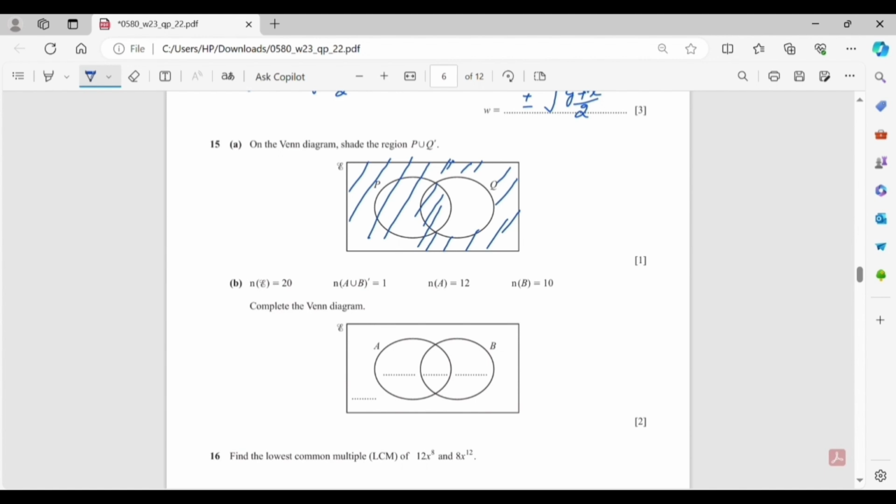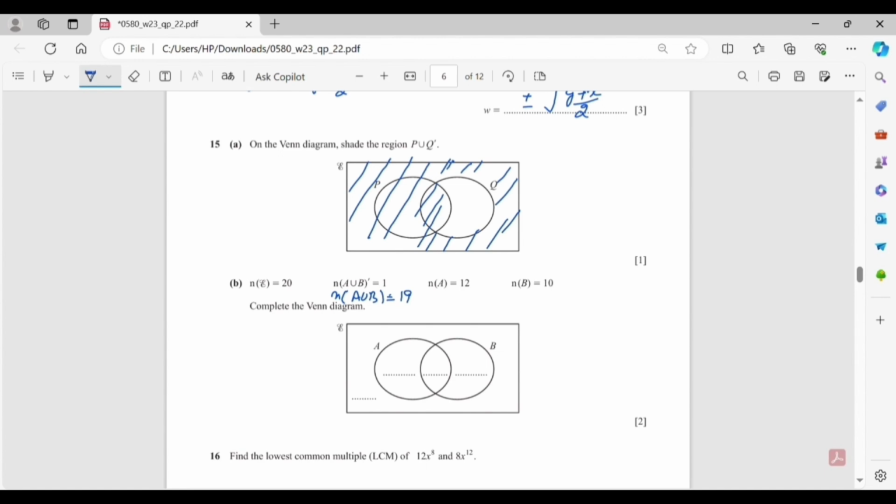1. That means the number of elements in A union B will be equal to 19, right? The number of elements in A is this, the number of elements in B is 10. So complete the Venn diagram. So A union B is 19.